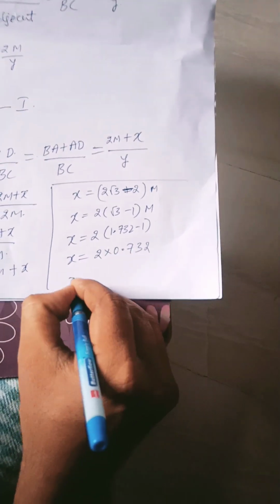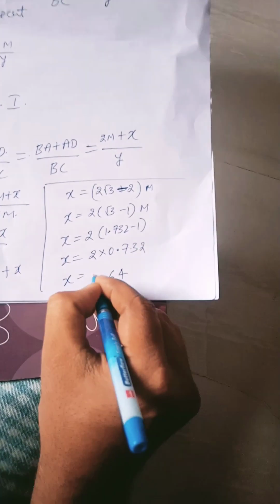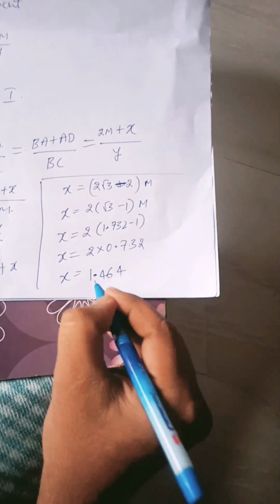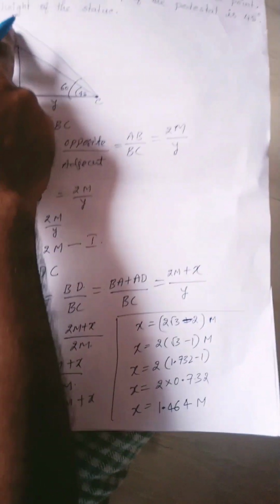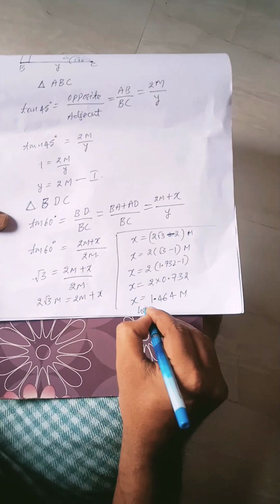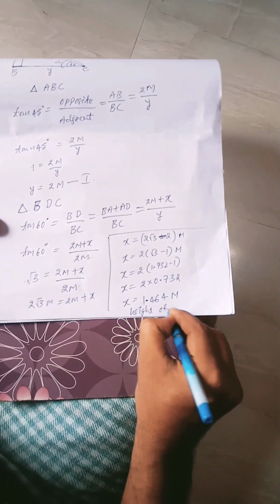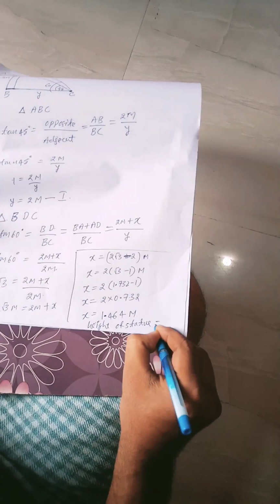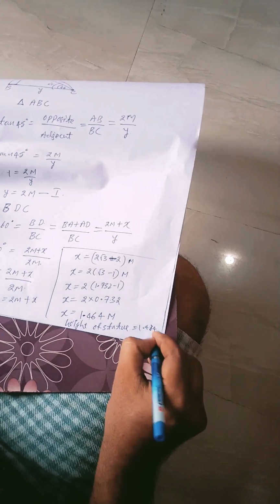X is equal to 2 into 0.732. 2 times 2 is 4, 2 times 3 is 6, 2 times 7 is 14. That gives 1.464, with 3 digits after the point. X is equal to 1.464 meters. This is the height of the statue. Statue height is equal to 1.46 meters.